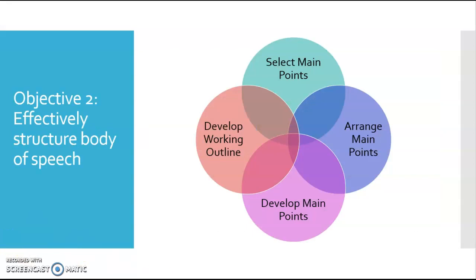Okay, moving on, objective 2. Now we know what an effective structured speech looks like. Let's specifically drill down then on the body of the speech, okay? 4 key things that we're going to look at: select main points, arrange them, develop them, and then lastly, develop a working outline. So let's pick these apart.